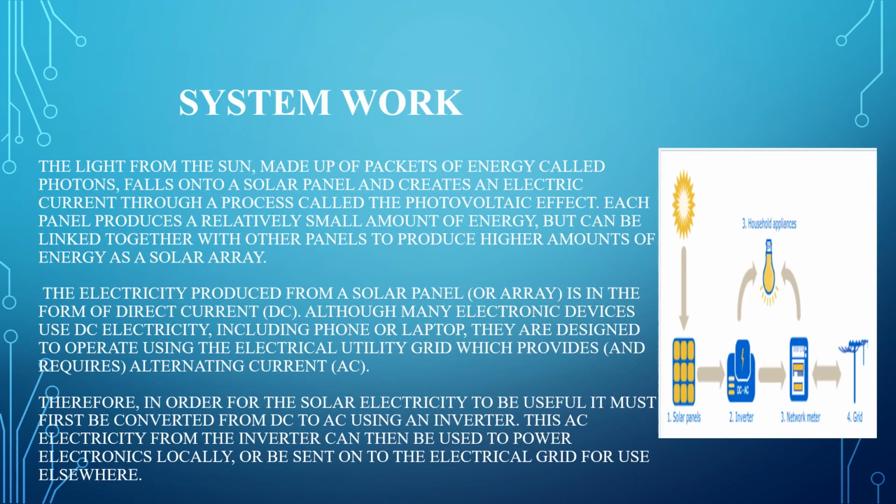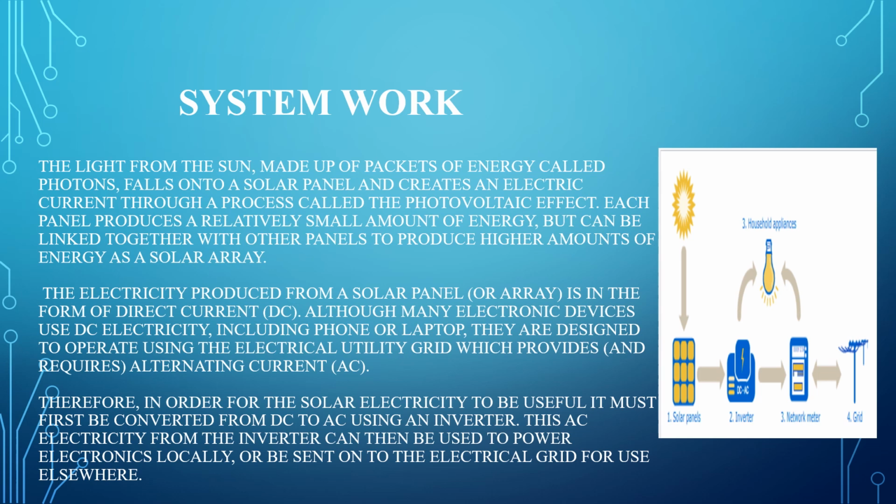And then coming to the system work part, the light from the sun, made up of packets of energy called photons, falls onto a solar panel and creates an electrical current through a process called the photovoltaic effect. Each panel produces a relatively small amount of energy but can be linked together with other panels to produce higher amounts of energy as a solar array.